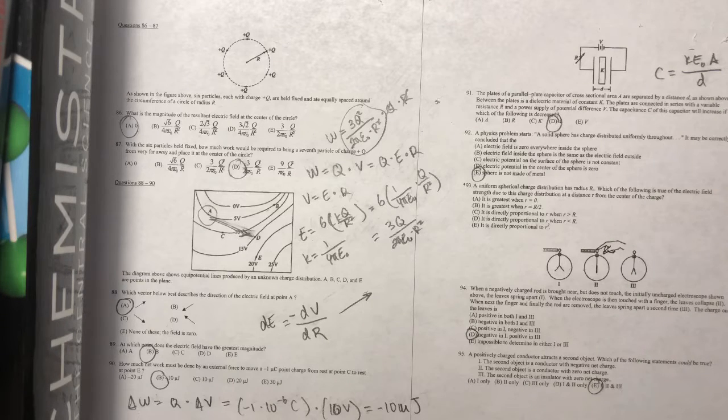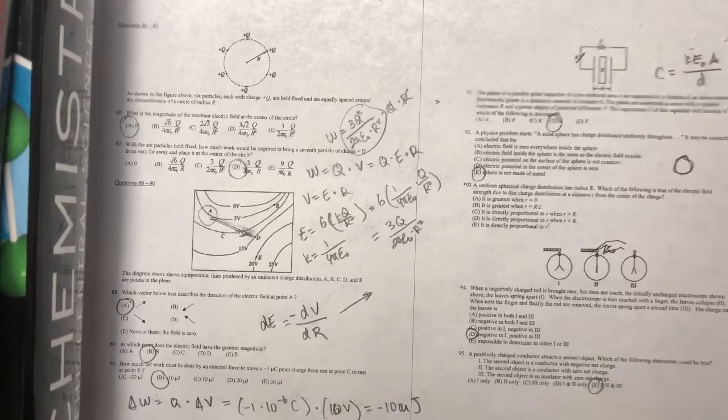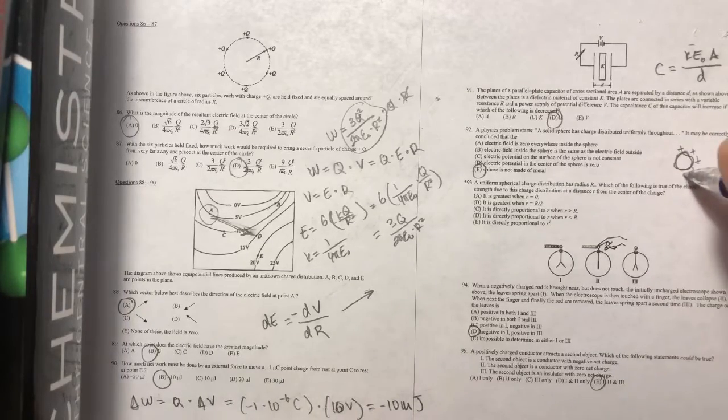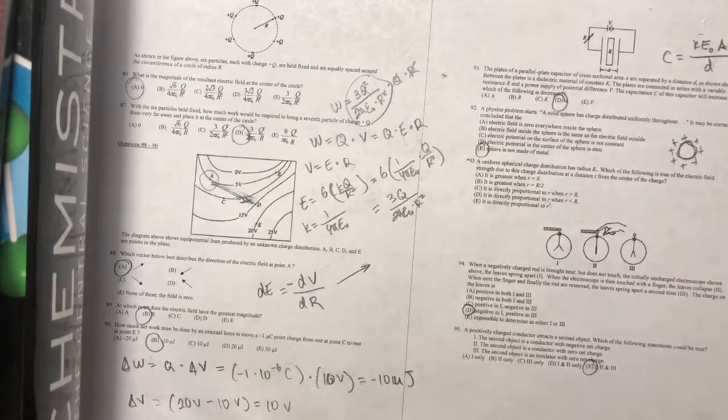Question number 92 says a solid sphere has charge distributed uniformly throughout. It may be correctly concluded that the only statement that's valid here is answer choice E, since metal objects have charges that are located on their surfaces and not at their centers, so the charges cannot be distributed uniformly throughout them, because then there would be charges in the center, and this does not fit into the definition of a metal. And we're going to skip question number 93.